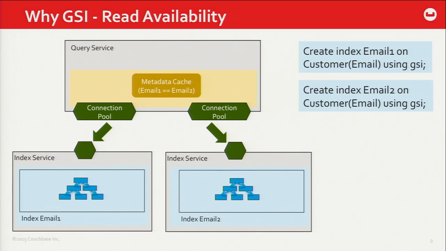So 2 things could happen. One is if one of the index services goes down for whatever reason, the other one can become a backup, right? It can become a replica. So if you have scan traffic for email 1, it can route to the node that has email 2. And the other one is load balancing. So if you have scan requests, they can load balance between these 2 indexer nodes.